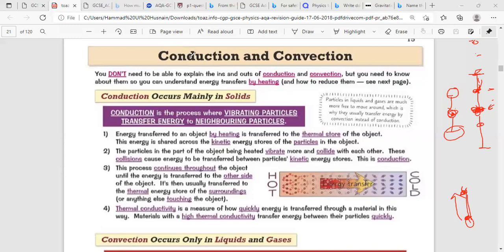Now what happens when even the other end of the spoon is heated? The energy will be transferred to the surroundings, and after some time the spoon as well as the soup will get colder. So this is how energy is transferred through conduction. Thermal conductivity is a measure. Now we have an important term, which is conductivity.